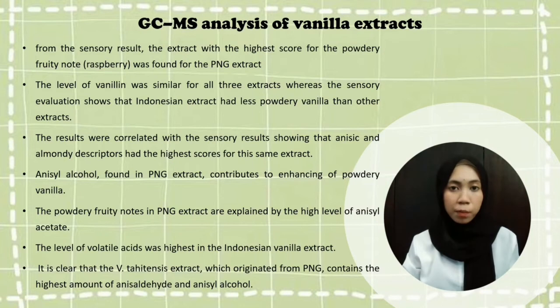These two aroma compounds are correlated with the woody and phenolic descriptors that were identified with a higher score in the sensory evaluation for the Madagascan origin. The level of vanillic acid was highest in the Indonesian vanilla extract. It is clear that the V. tahitensis extract, which originated from PNG, contains the highest amount of anisaldehyde and anisyl alcohol.